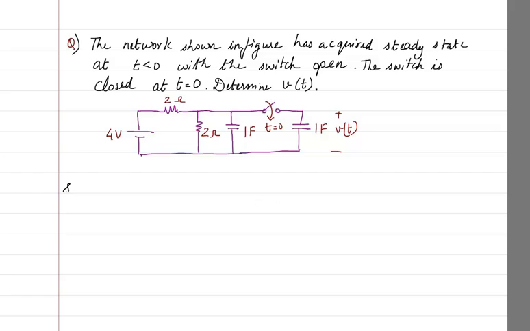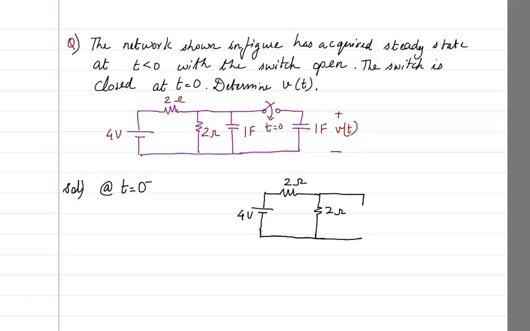So the solution, as usual, first we will write at t is equal to 0 minus what is happening. At t is equal to 0 minus the switch was open. So what was remaining was, we are having a voltage source which was 4 volt, then we had a resistance which is 2 ohms, we have another resistance which is 2 ohms, and that is parallel to a capacitance.